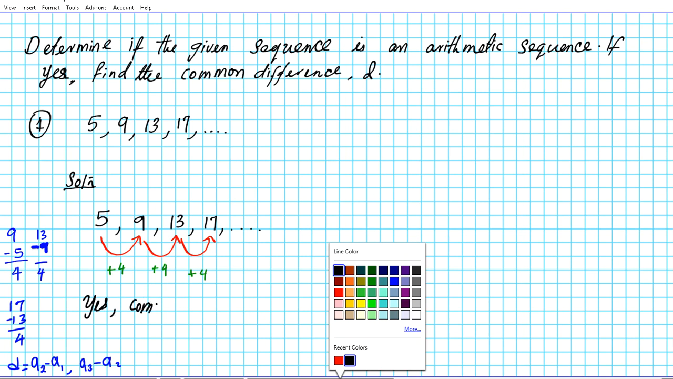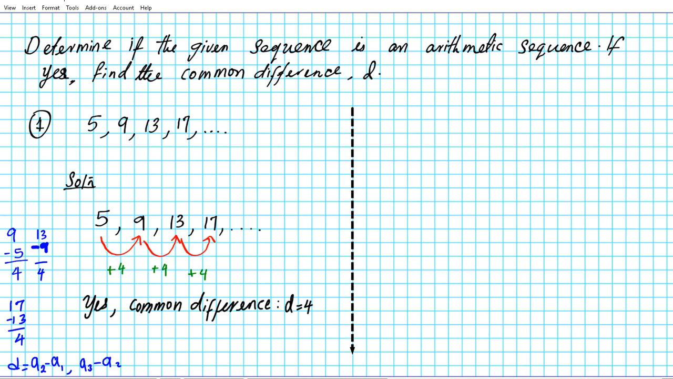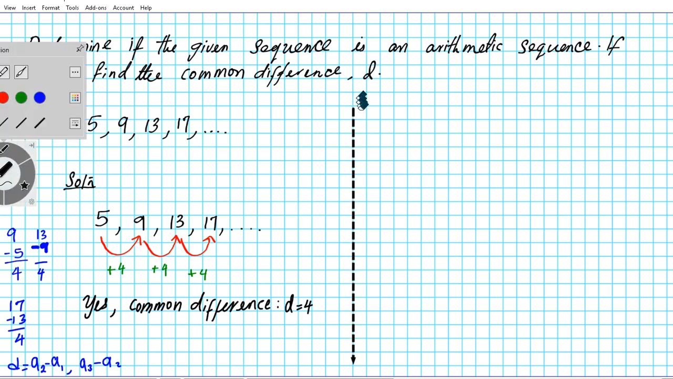Alright, so our answer to this question is yes, it is an arithmetic sequence, and the common difference, given by the letter D, is equal to 4, because this is a constant difference between every consecutive term of the sequence. Okay? Alright. Now let's go ahead and take a look at another example, question number 2.